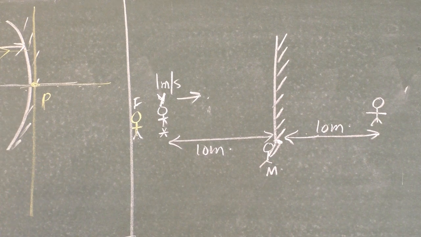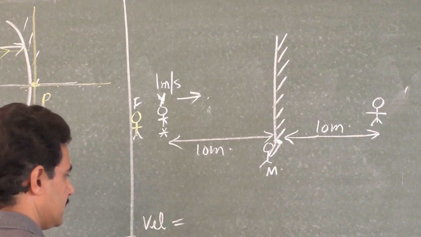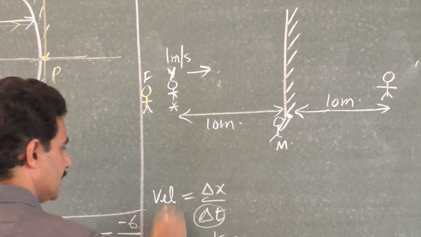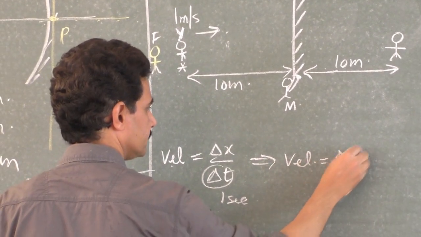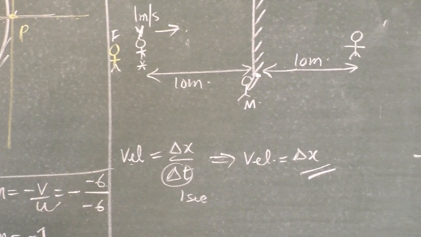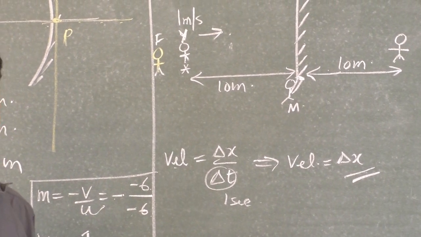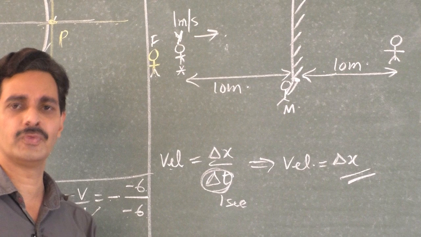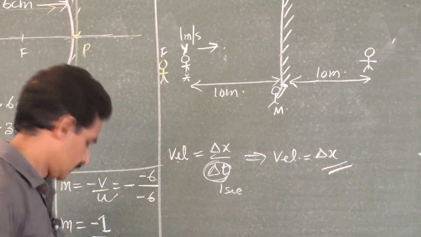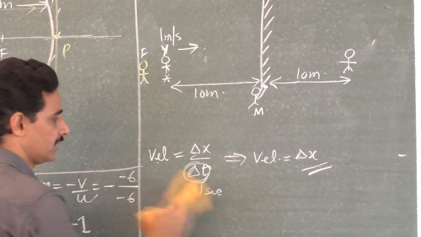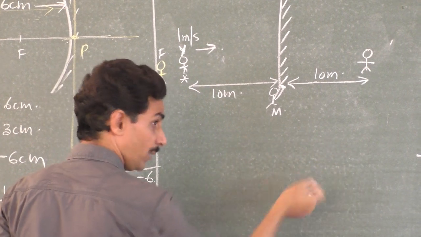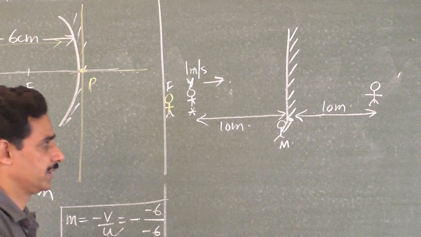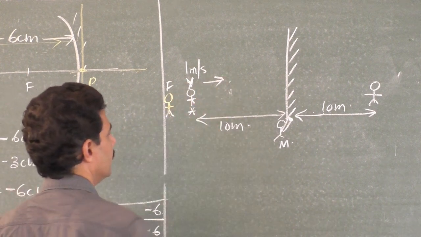Always remember, velocity or speed is the rate of change of displacement: displacement divided by time taken. If the time taken is 1 second, velocity becomes equal to displacement itself. If a car is moving at 10 meter per second, in 1 second it will travel 10 meter. So we will restrict every discussion to 1 second, then the answer we get is itself the velocity. Of course, displacement cannot be velocity, but the magnitude of displacement will be equal to the magnitude of velocity. Let the body move at 1 meter per second towards the mirror.